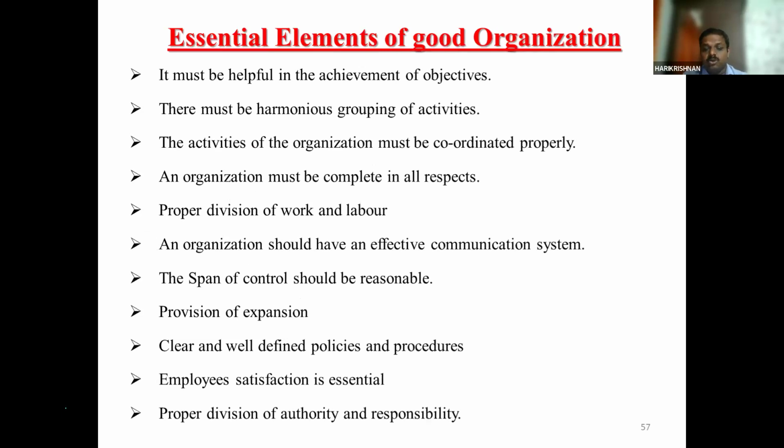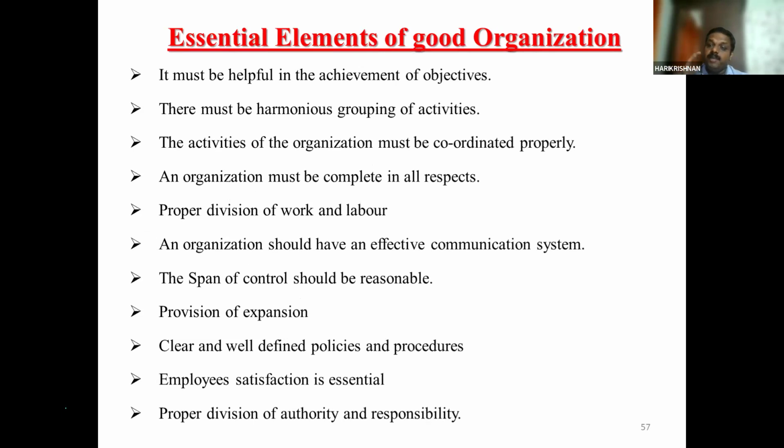So what are the good elements of a good organization? It must be helpful in achieving the objectives. Whatever objective is there, it should be helpful in achieving the objective. So there must be a harmonious group of activities. Whatever activities are going on over there, they should be coordinated properly. Whatever things should be there, it should be complete in all respects.